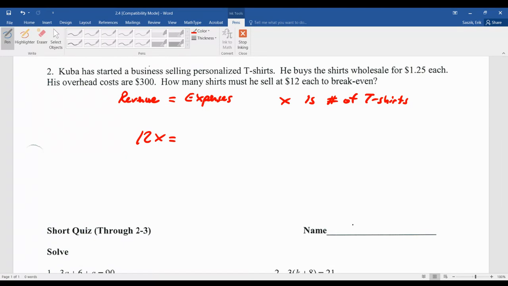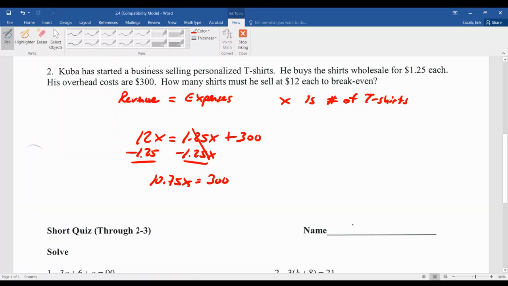Now we'll put the expenses on the other side. Remember, he buys the shirts for $1.25. And again, it says each. So that gets an X. Overhead cost is like a one-time thing. So we just move the X's over. Over here, we get 11.25X equals 300. And we come up with 27.